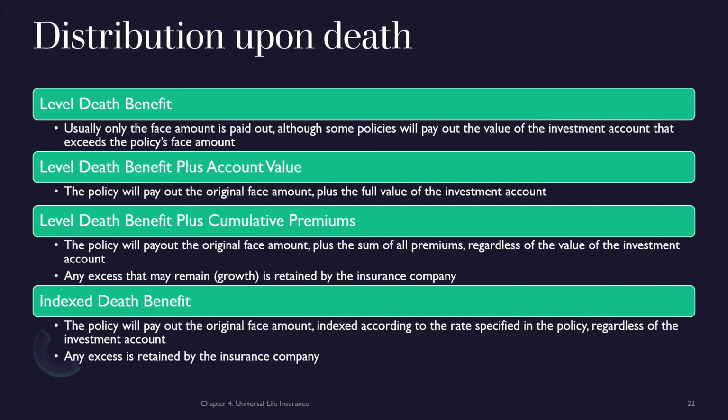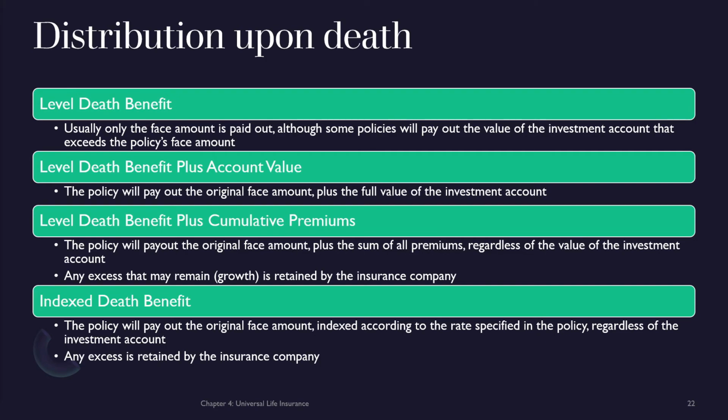Now, looking at the distribution upon death for UL policies, you have the level death benefit. So usually only the face amount is paid out, although some policies will pay out the value of the investment account that exceeds the policy's face amount. For the level death benefit plus account value option, the policy will pay out the original face amount plus the full value of the investment account. For level death benefit plus cumulative premiums, the policy will pay out the original face amount plus the sum of all premiums, regardless of the value of the investment account.